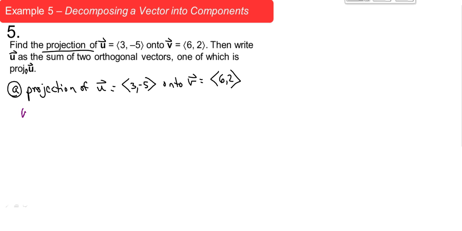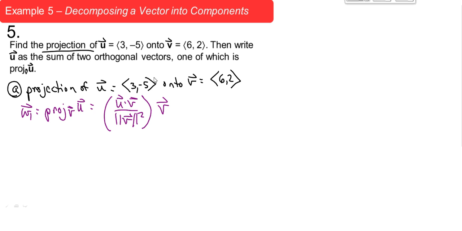So W1 is the projection of u onto v. And so that is u dot v over the magnitude of v squared times vector v. And if you want to try that, go ahead and we'll see what you get. Otherwise, I'll just kind of work through that. I think I'll do it in real time just because it's a little involved.